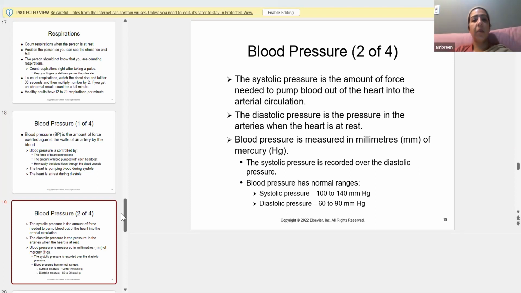Systolic blood pressure is the amount of force needed to pump blood out of the heart into the arterial circulation. Diastolic is the pressure in the arteries when the heart is at rest. Don't worry about it. Blood pressure is measured in mmHg. We always say millimeter of mercury, mmHg. Let's say my blood pressure is 110/80 mmHg.